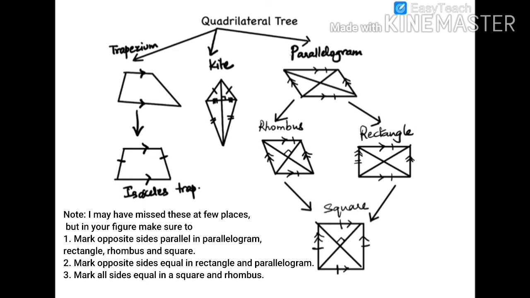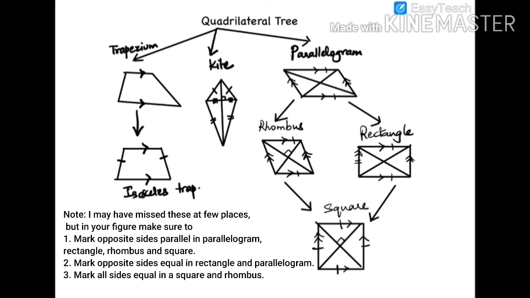Can we say that a parallelogram is a trapezium? Yes, because a trapezium is a four-sided figure with one pair of opposite sides parallel, and a parallelogram satisfies this property. Can we say that kite is a parallelogram? No, kite will not be a parallelogram. Similarly, a trapezium also will not be a parallelogram, as a trapezium has only one pair of opposite sides parallel, whereas a parallelogram has both pairs of opposite sides parallel.